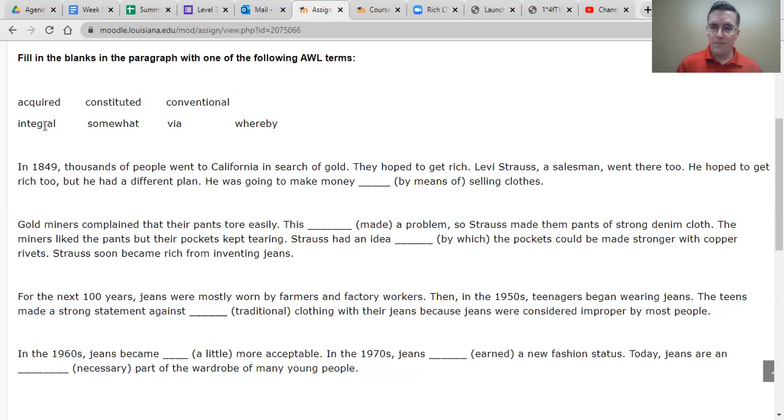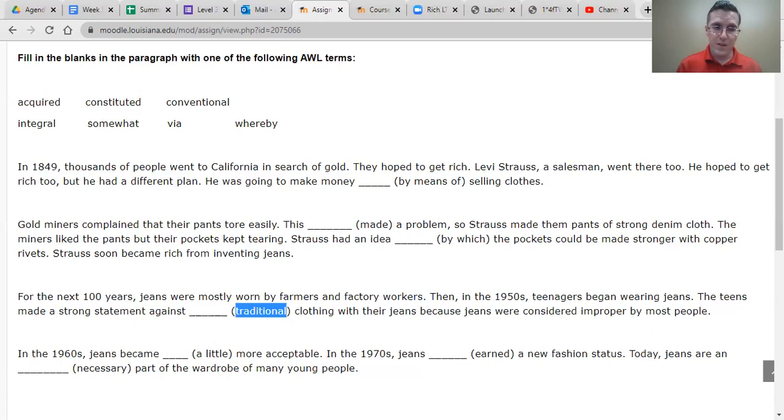Right? So again, I have to read the sentence, read the paragraph, and through context, I will have to determine, is it integral clothing or conventional clothing? Which word matches traditional? Right? But I can ignore all the other words. Okay? I'm not choosing from 7 vocabulary words. I'm choosing from 2. Which one is it?